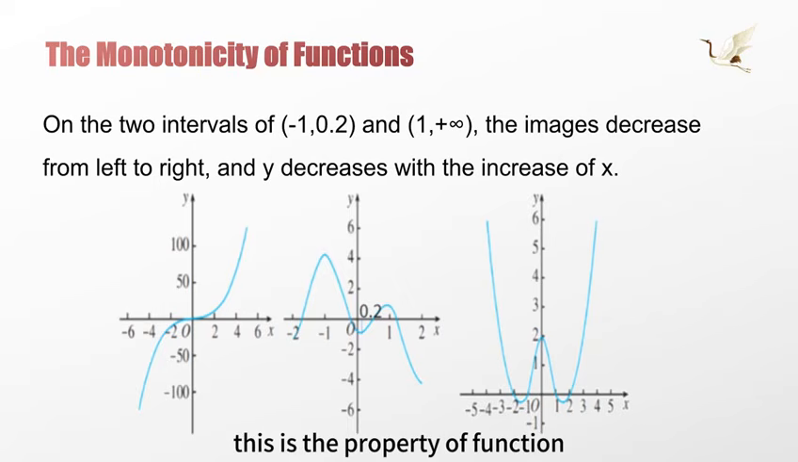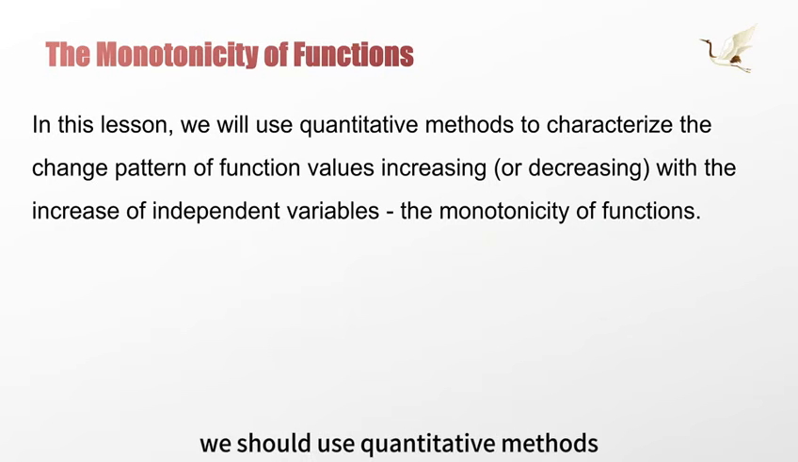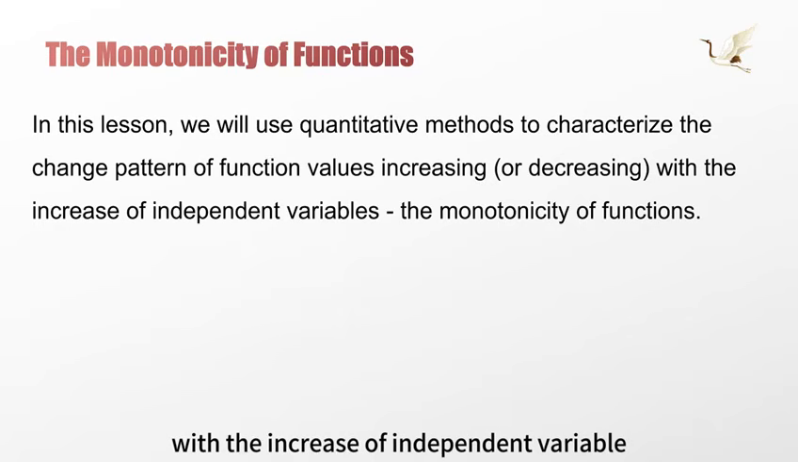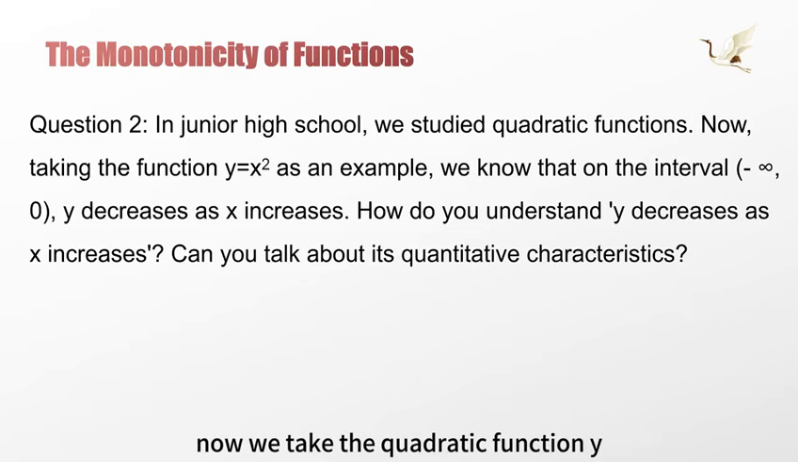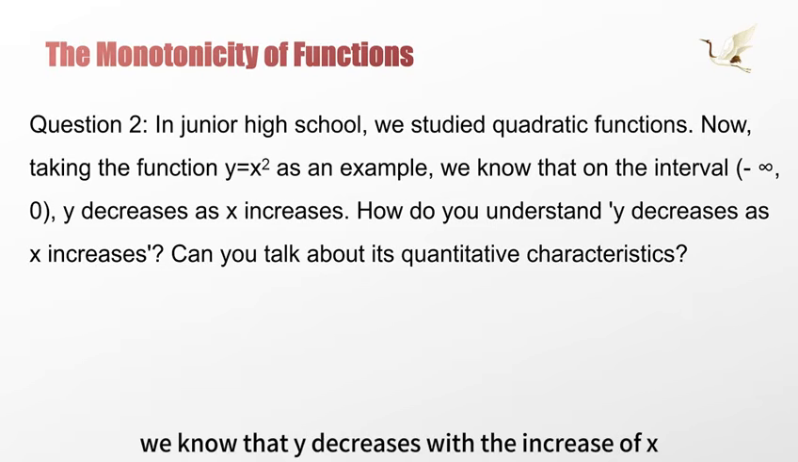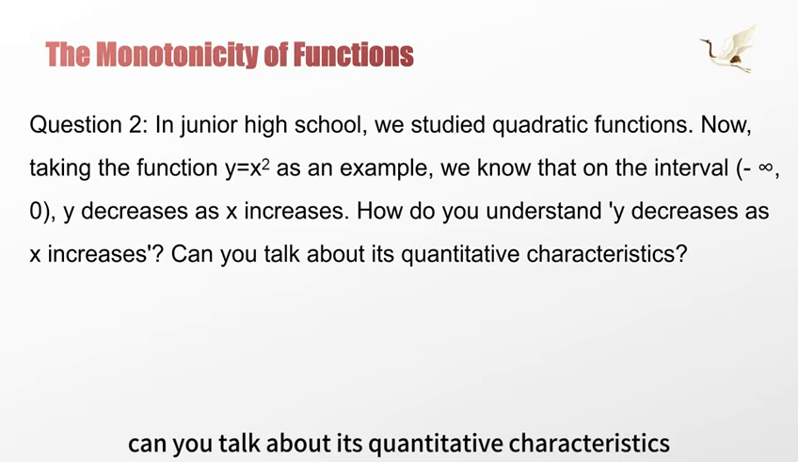This is the property of function that we will study together today. On the basis of learning in junior high school, we should use quantitative methods to describe the change law of function value increasing or decreasing with the increase of independent variable, which is the monotonicity of function. In junior high school, we studied quadratic function. Now we take the quadratic function y equals x squared as an example. We know that y decreases with the increase of x. How do you understand the statement that y decreases with the increase of x? Can you talk about its quantitative characteristics?